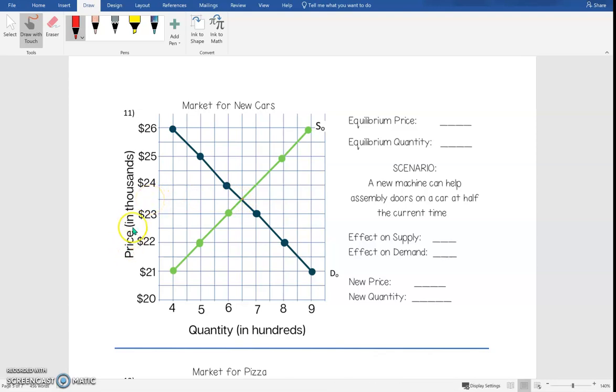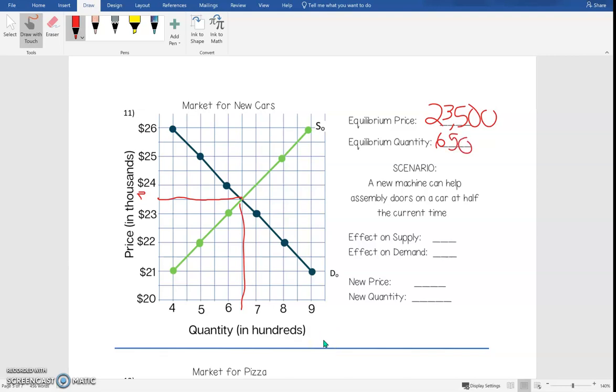And it's at this point. Well, my price is in the thousands. So my equilibrium price is 20. You can put 23.5. I prefer you put 23,500. Okay? So that's the price, our original equilibrium price. And then our quantity, we go down. Our quantity is in hundreds. So it's between 6 and 7. So it's going to be 650 in this particular example.